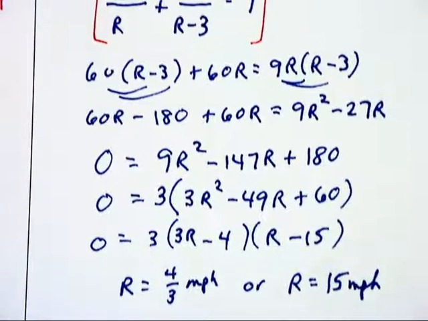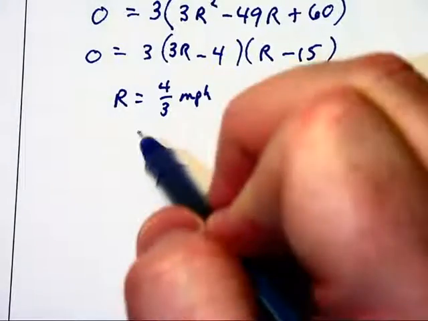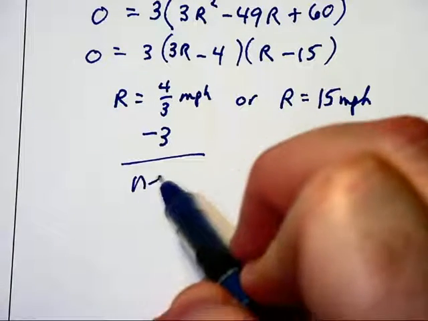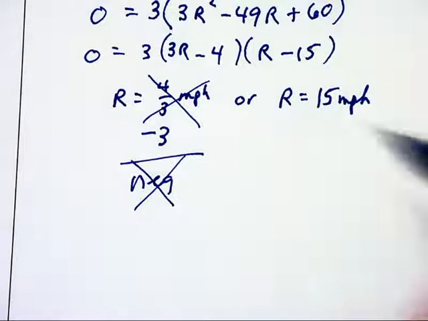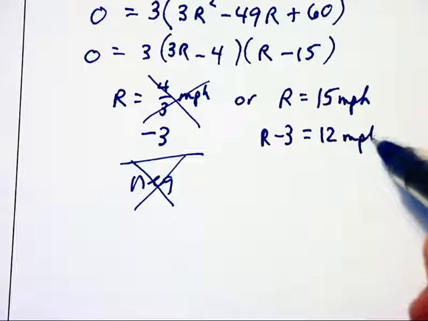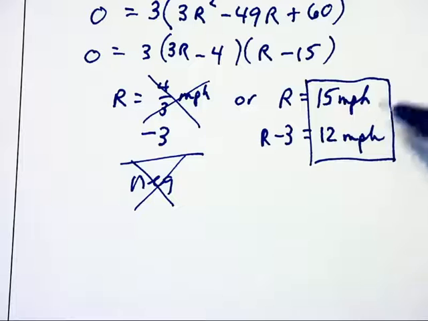But when we go back to the problem, we're not just looking for r, we're looking for r minus 3 also. And if you try to subtract 3 away from 4/3, you're going to end up getting a negative value, which will not work. So 4/3 is not a valid solution here. R minus 3 is going to be 12 miles per hour, which will be the speed for the return trip. And so in this problem, going to the island is at 15 miles an hour, and returning from the island is done at 12 miles per hour.